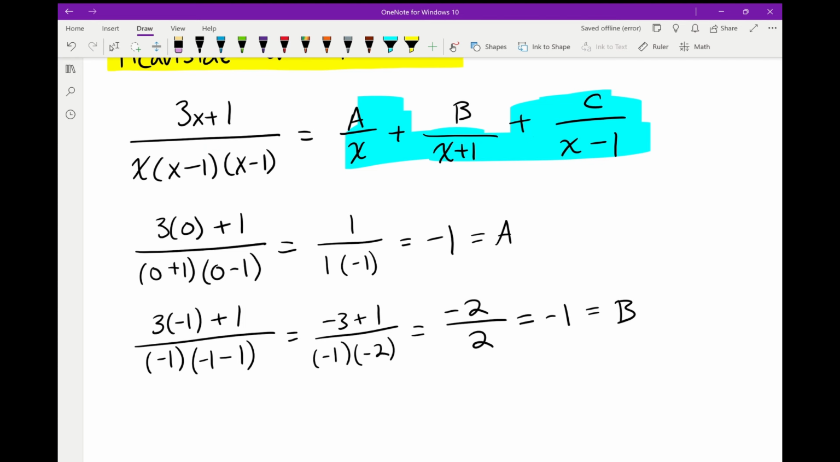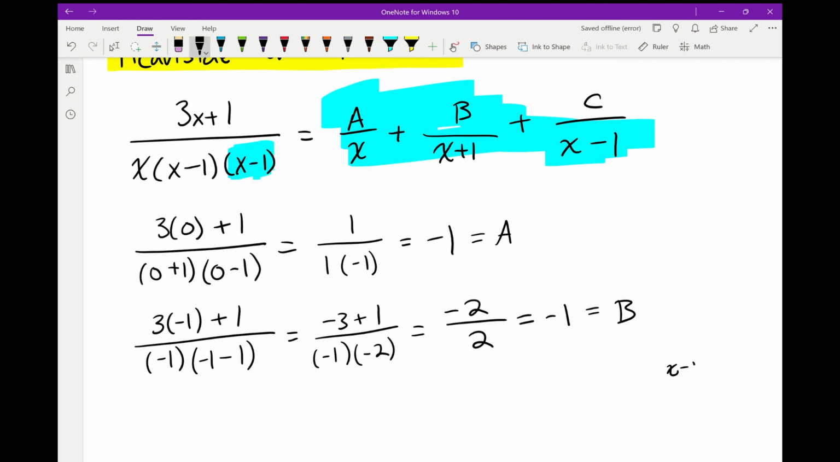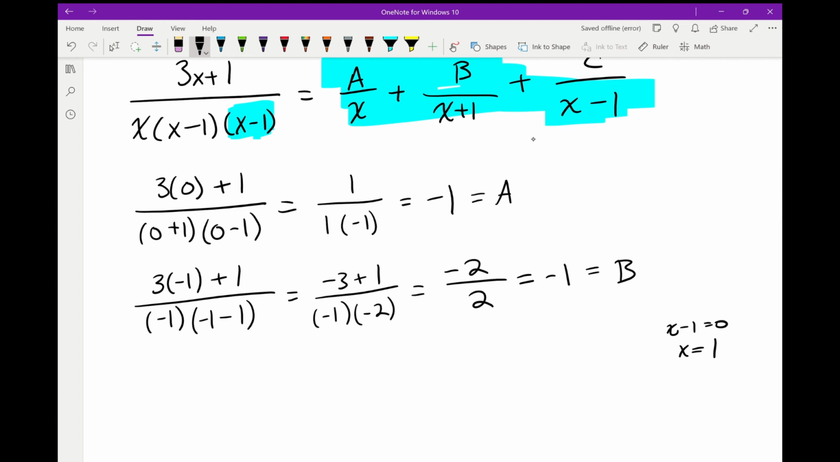So we'll erase everything that doesn't relate to c. Everything except for c gets deleted over here. We cover up the term matching c. And x minus 1 equals 0 means that x equals 1. So we plug in 1 this time. When we do that, we get 3 times 1 plus 1 over 1.